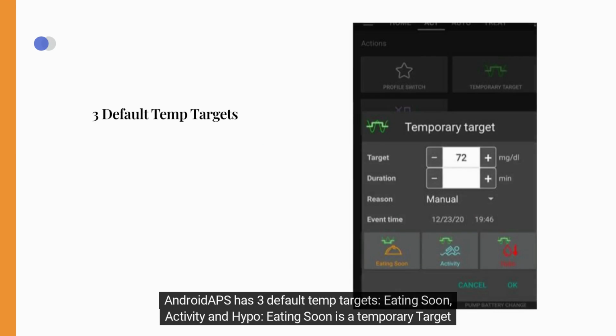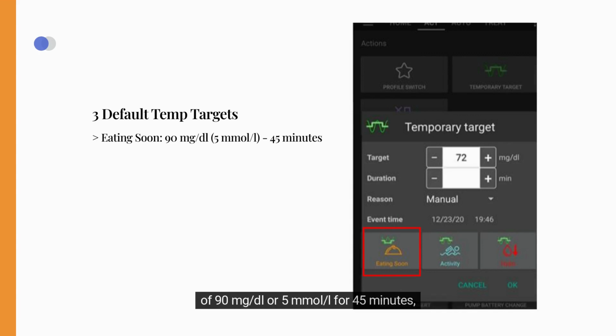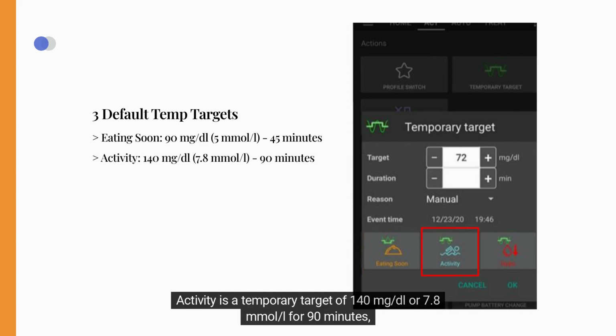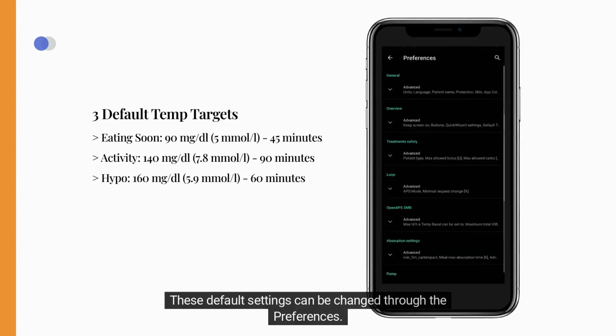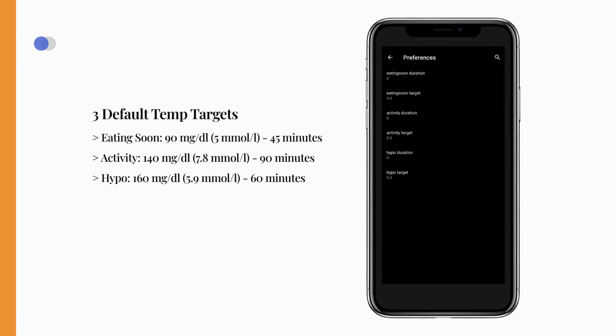AndroidAPS has 3 default temp targets: eating soon, activity, and hypo. Eating soon is a temporary target of 90 mg per deciliter or 5 millimol per liter for 45 minutes. Activity is a temporary target of 140 mg per deciliter or 7.8 millimol per liter for 90 minutes. And hypo is a temporary target of 160 mg per deciliter or 8.9 millimol per liter for 60 minutes. These default settings can be changed through the preferences.